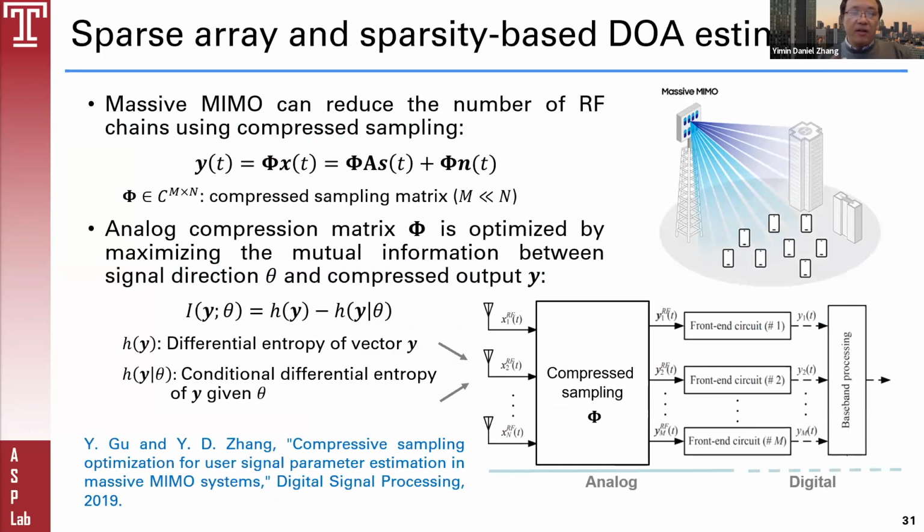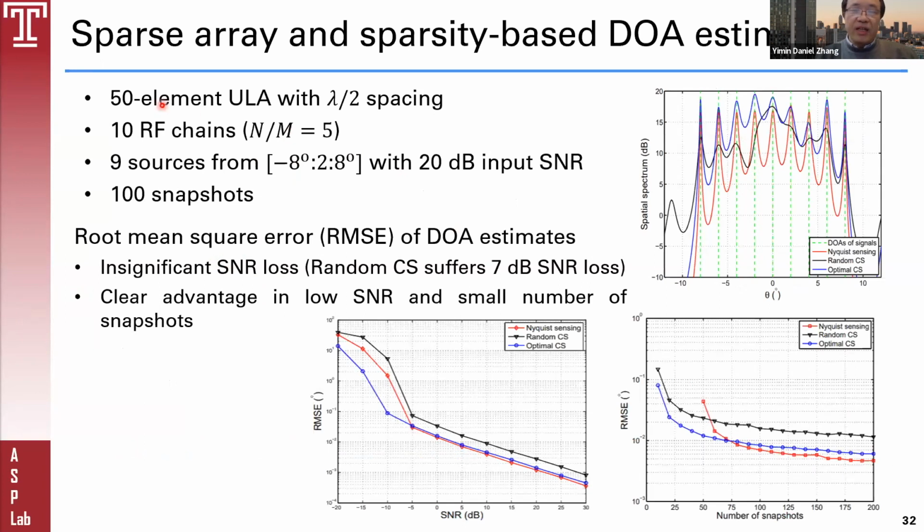When you have a larger array, for example in massive MIMO, we can also reduce the number of RF chains, right? You are using a large number of antennas, but we can reduce the number of RF chains by compressing the result. So we can put an analog compressed sampling matrix phi to reduce the number from N antennas to M RF chains. And we can design, or say optimize, this phi by minimizing the mutual information between the signal theta and the compressed output Y. For example, if we have 50 antennas and we reduce them into 10 RF chains, we can still get a very robust DOA estimation.